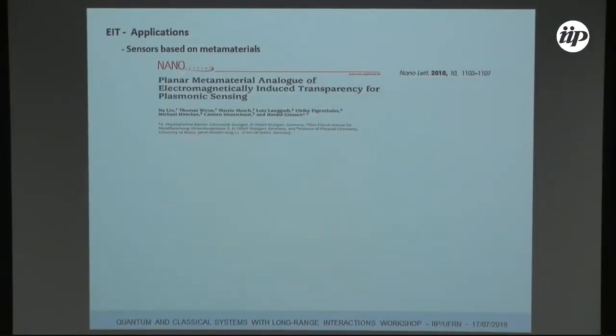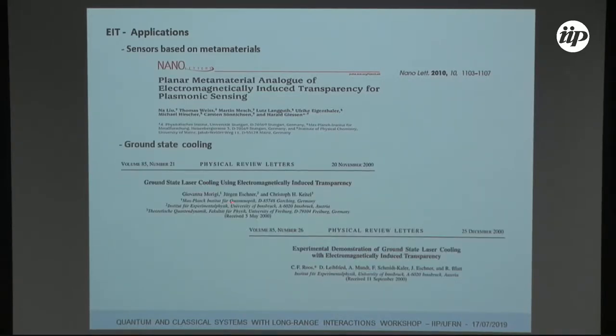Other applications. As George told us, it's possible to use EIT as a sensor. There are other examples of sensors in the literature. There are many others. I'm showing you just a few of them to emphasize the importance of EIT. Ground state cooling is possible. Giovanna Morigi, is she here? Yes, your works. Very nice works. You can cool the system to get really cold temperatures using EIT. I learned last Monday from a talk by Professor Miko that it's possible to use it to prepare cold molecules. Very nice talk. Thank you very much for the information.